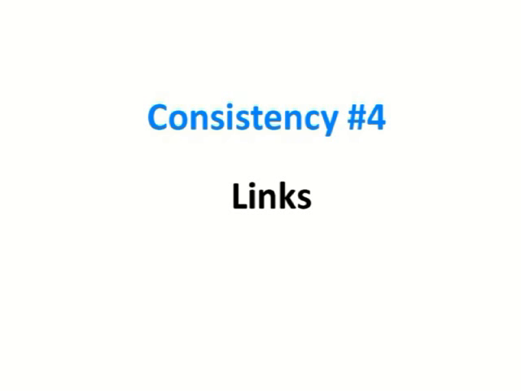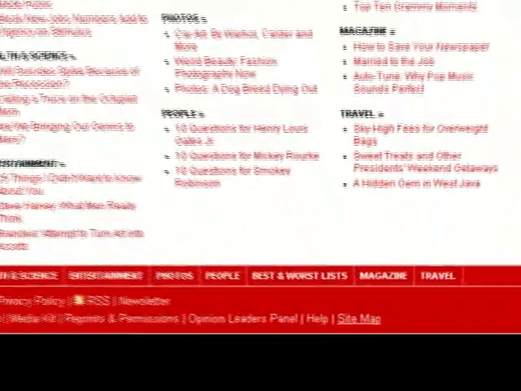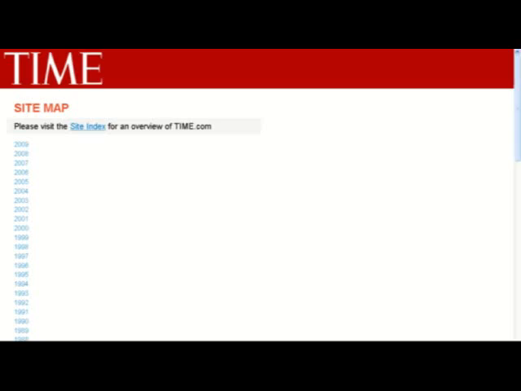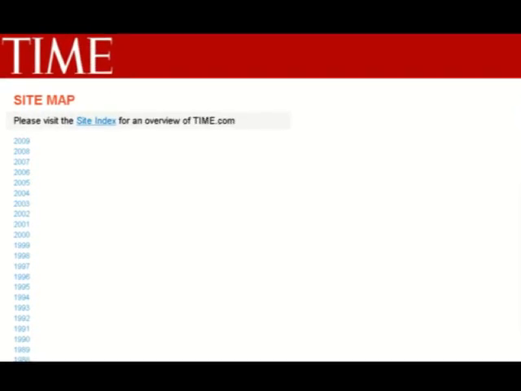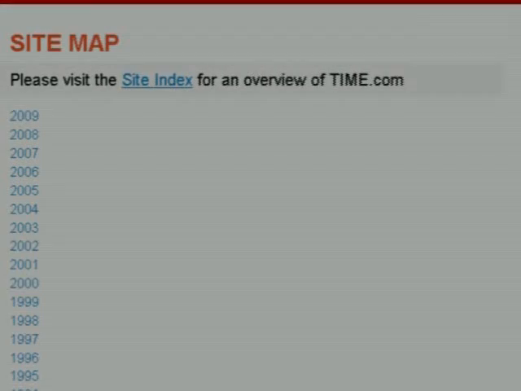Inconsistent links are another problem. Links should always lead straight to the page they indicate. On the Times website, for example, the link to the sitemap brings to an unclear page which creates unnecessary confusion for the user. The next section looks at standards.